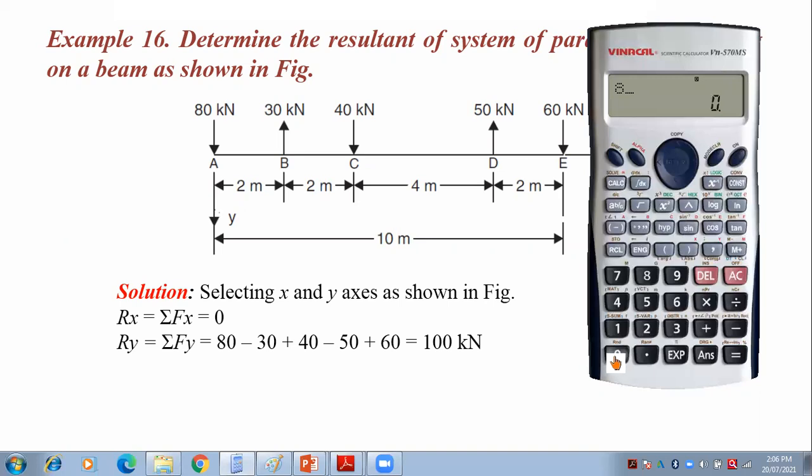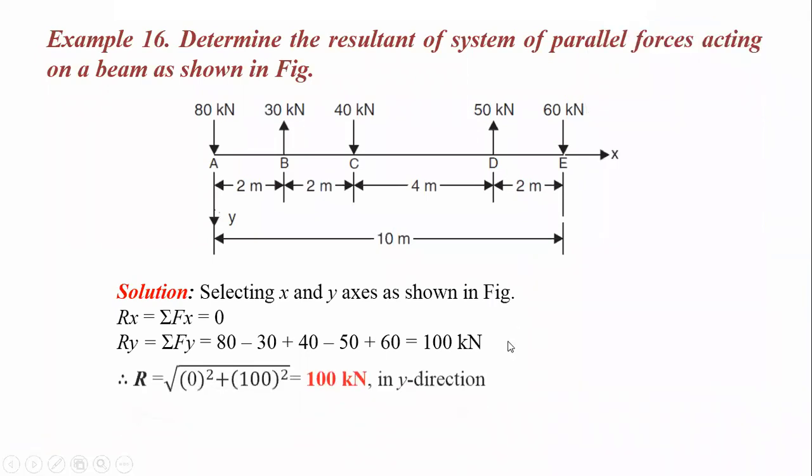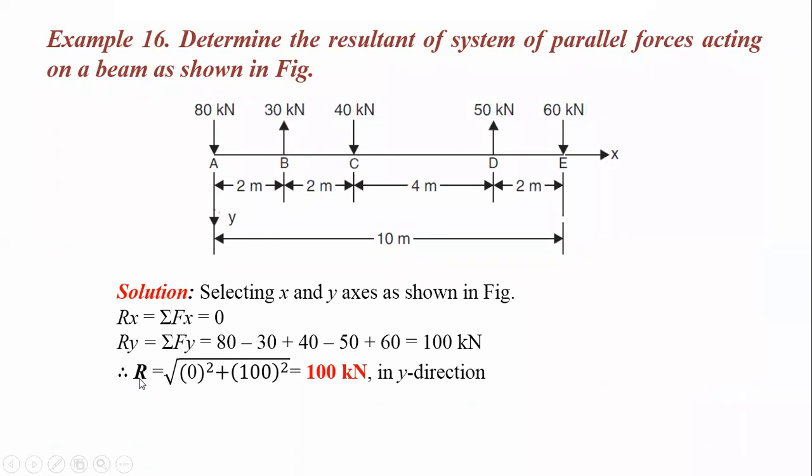This 80 minus 30 plus 40 minus 50 plus 60, you will be getting 100 kilonewton force. Now as we have to find out the resultant, as we know that resultant is equal to under root of summation Fx square plus summation Fy square. Now here summation Fx is 0, that's why we are putting this value over here, plus 100 square.